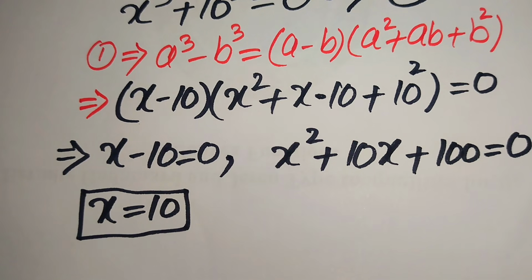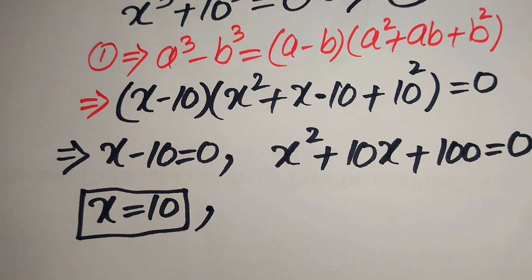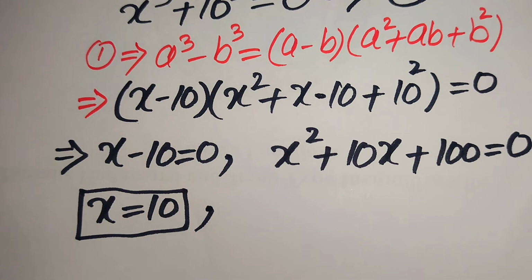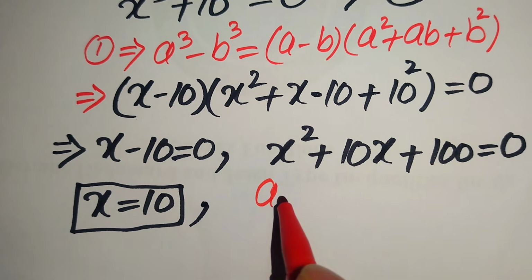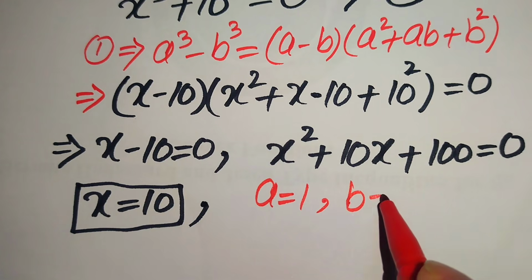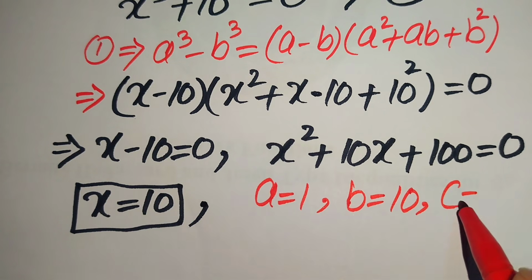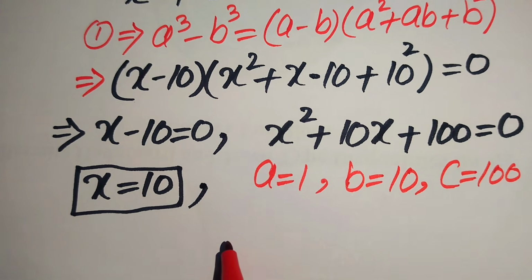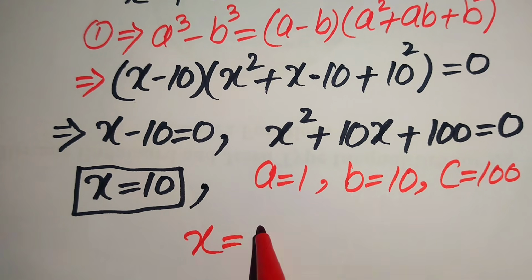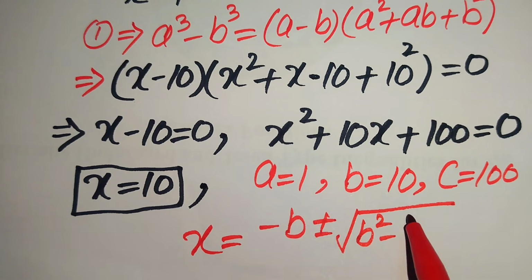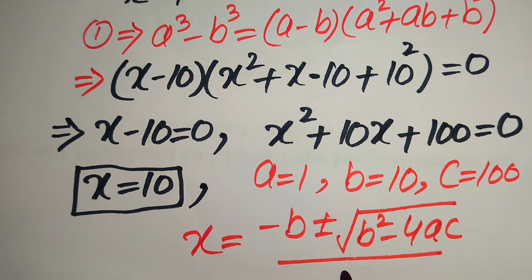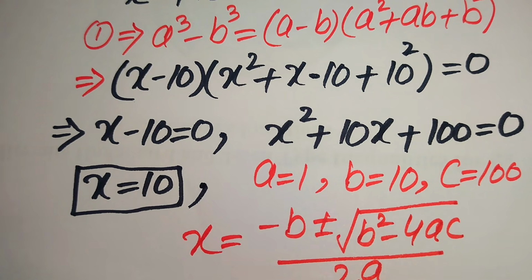This is the first real root of the given equation, and now in order to find the other roots or solutions, we need to solve this quadratic equation. To solve it, we use the quadratic formula. We write the coefficients of this equation: a = 1, b = 10, and c = 100. We state the quadratic formula as x = (-b ± square root of (b^2 - 4ac)) / 2a.